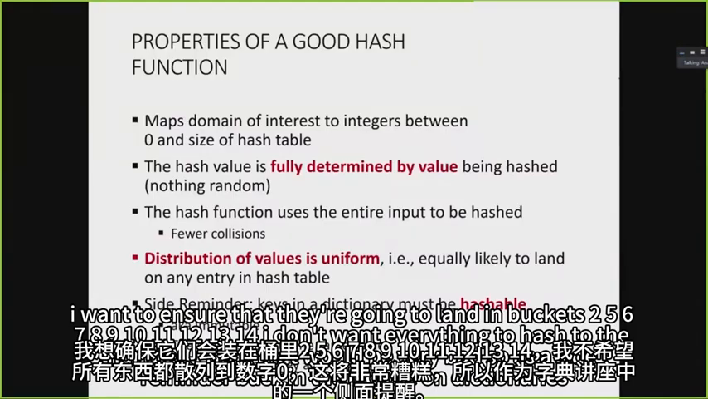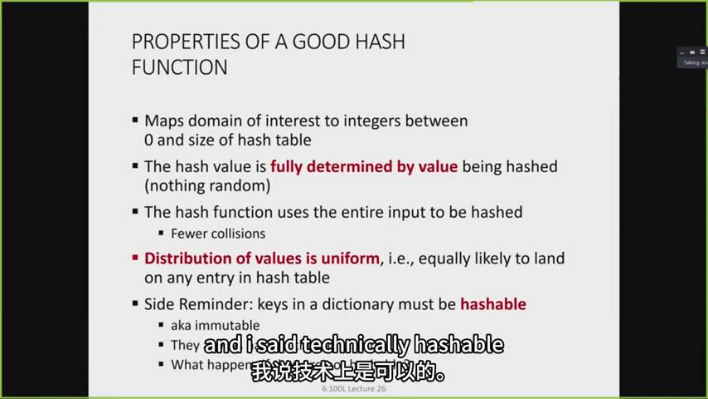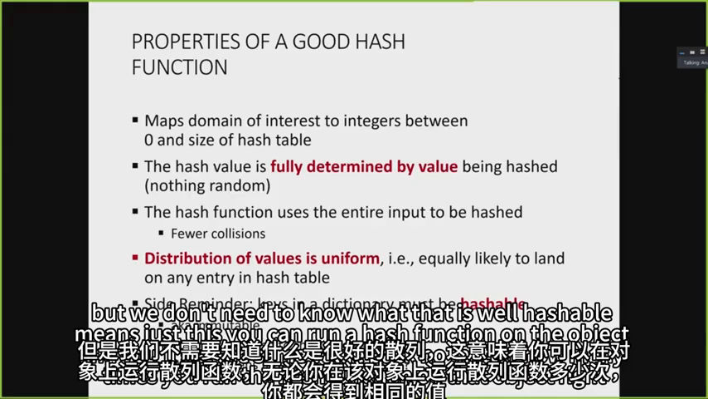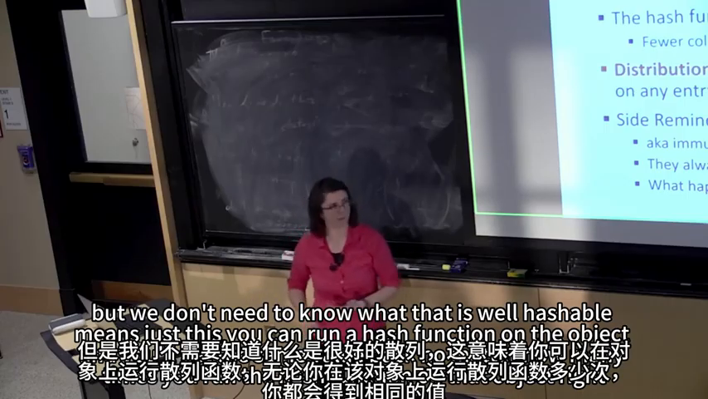So as a side reminder, back in the lecture on dictionaries, I said something like, for now, think of the objects that can be keys to a dictionary as immutable objects, right? And I said technically hashable, but we don't need to know what that is. Well, hashable means just this. You can run a hash function on the object, and you'll get the same value back no matter how many times you run the hash function on that object, right?